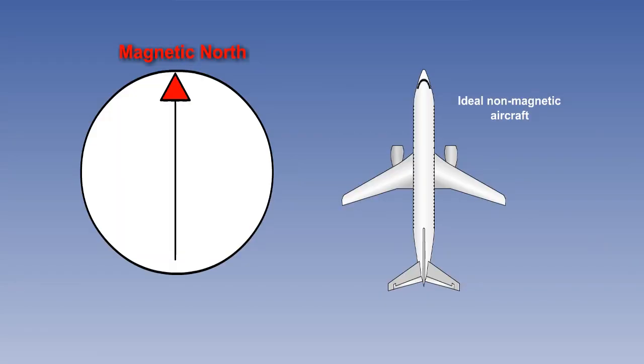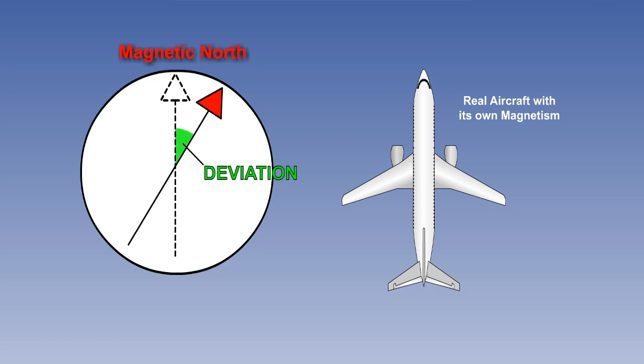In theory, a magnetic compass should align itself with the Earth's magnetic field and point to magnetic north. However, an aircraft's own magnetic field will attract the magnetic compass away from magnetic north. The direction in which the magnetic compass points as a result is known as compass north. The angle between compass north and magnetic north is known as the deviation.